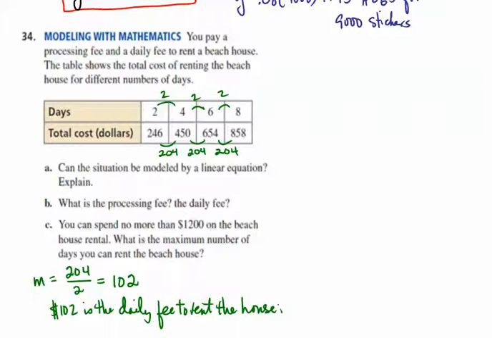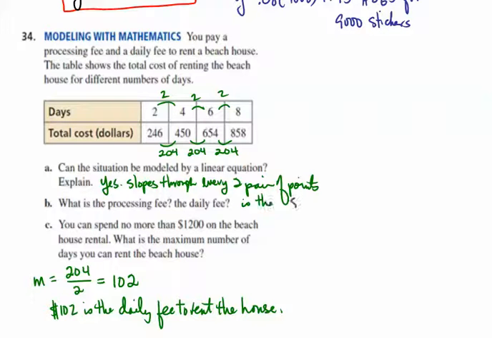What is the processing fee? What is the daily fee? So first of all, can it be modeled by a linear equation? Yes, because the slopes through every two pair of points is the same. Alright, so we found the slope that is the same between every two pair of points.